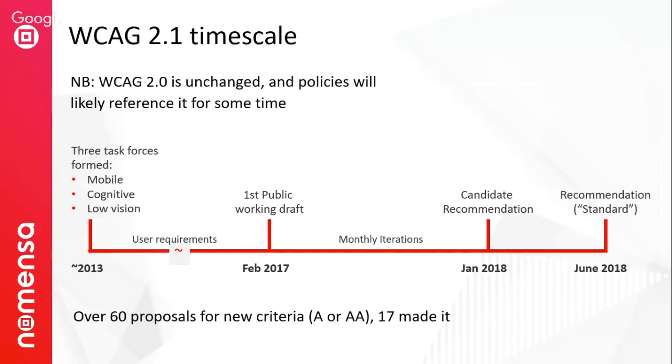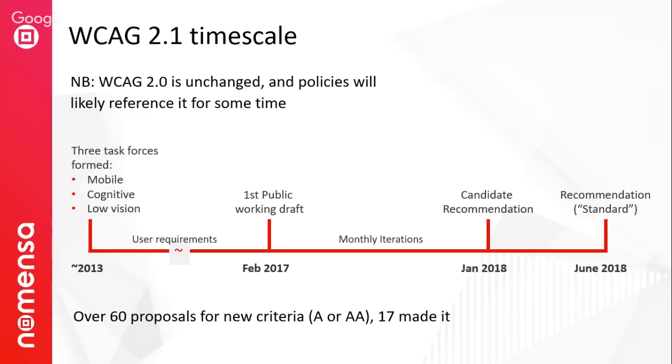So coming back to Earth a bit in terms of timelines, the accessibility guidelines evolved in the last year, but that was quite a long process. It did start in around 2013 with 3 task forces. The first public working draft was at the beginning of last year, beginning of February 2017, and then it got through to sort of candidate recommendation, and then the official publication was in June of this year. And of the over 60 proposals originally, 17 new success criteria made it in.